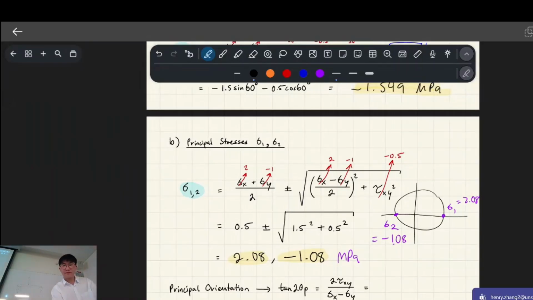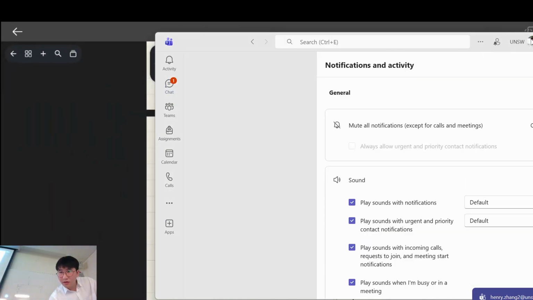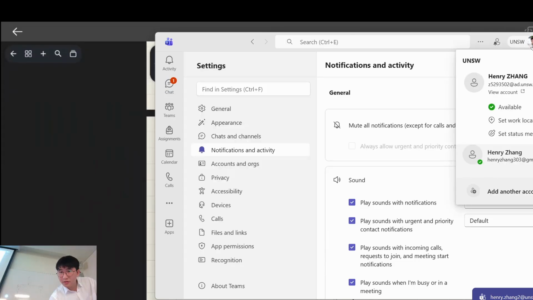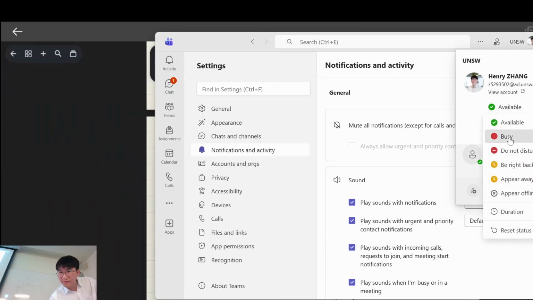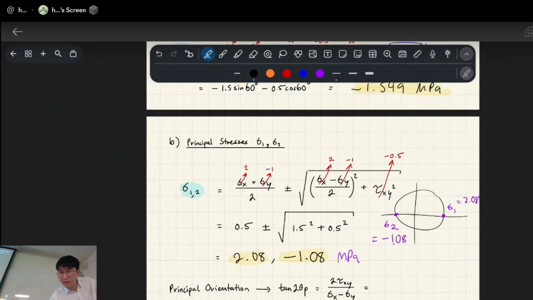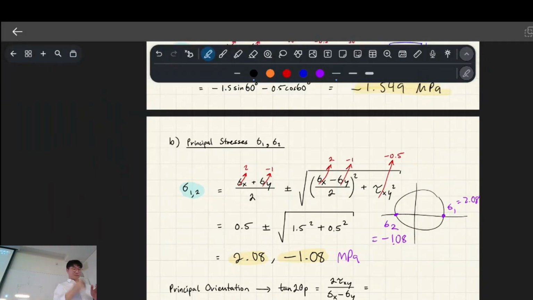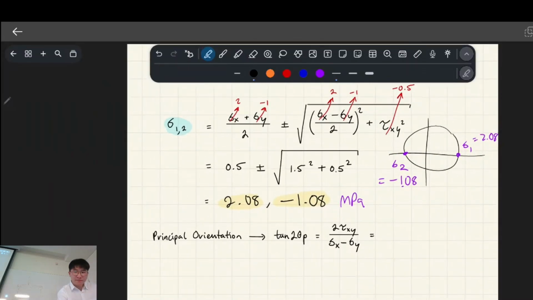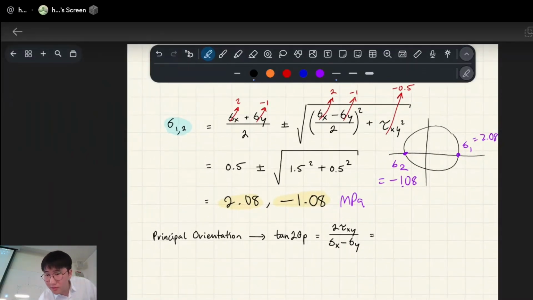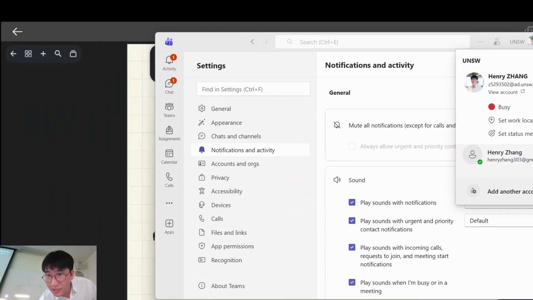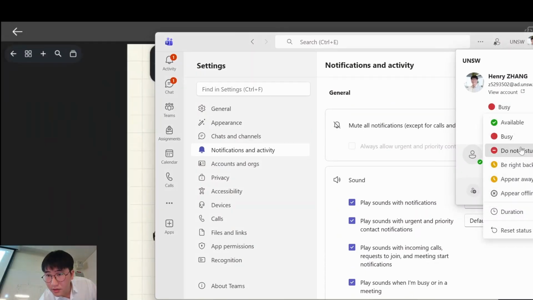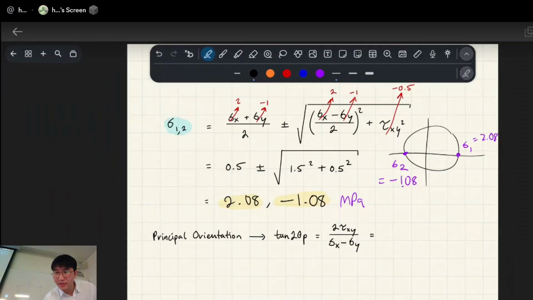All right. I'll mute these. I'll just go busy. I think that's gonna stop showing those notifications. Okay, makes sense? All right. Oh no. Wait. Notification settings. Do not disturb. Okay, I think that should work now.